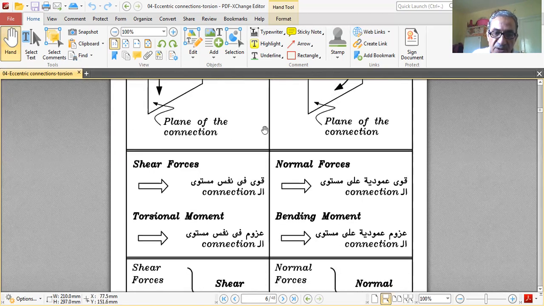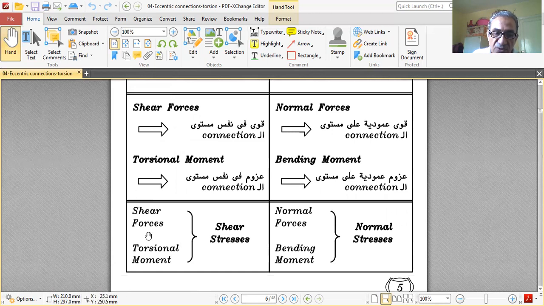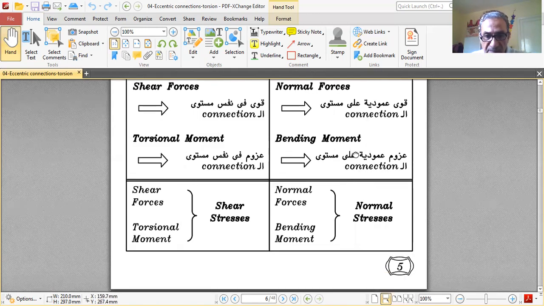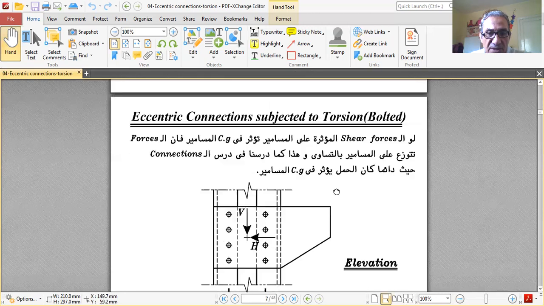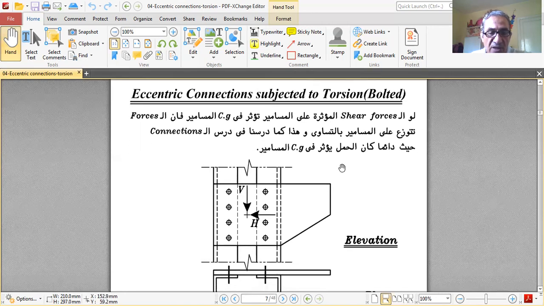In a section subject to torsion, we have shear stresses due to shear force and torsional moment. And in eccentric sections subject to bending, we have normal force and bending moments causing normal stresses. So in eccentric connection due to torsion, we have shear stresses. In eccentric connection due to bending, we have normal stresses.